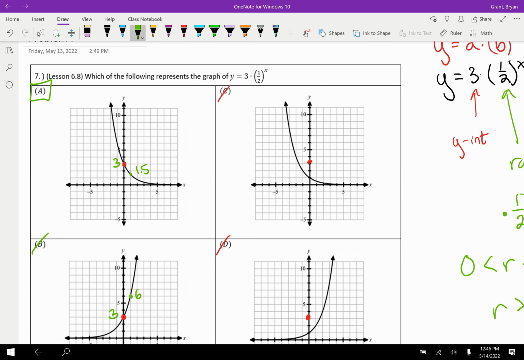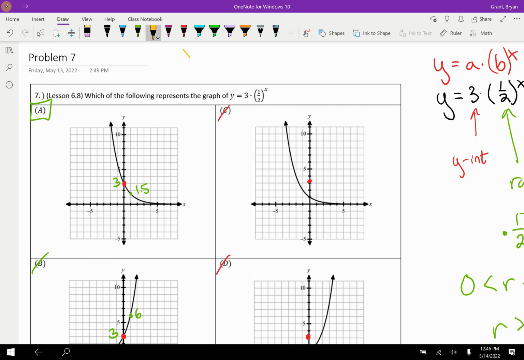I did promise you a second way to identify the graph, and the second way is really just a guess and check method. It involves just quickly making a table. And we're going to go through and check and see which points are on here. You can pick any values you want for x. I'm just going to pick a couple small ones like 0. If you replace the x with 0, and you do the math here, 3 times 1/2 to the 0th becomes 3 times 1, and you end up with 3.